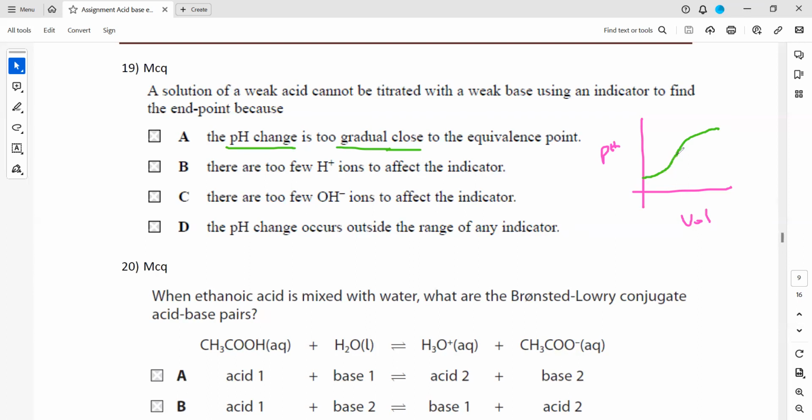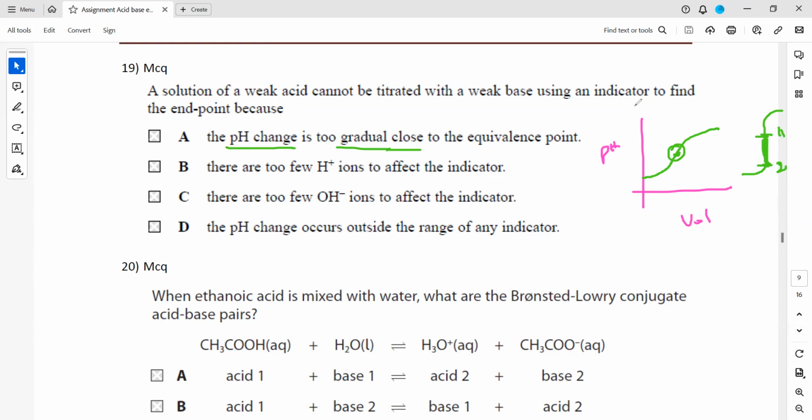Like if we have an equivalence point and the change in the pH near the equivalence point is too close, that's why it is difficult to select a proper indicator. Because usually when we select an indicator, we go for the vertical part. Like we check this range, where the pH is changing, say from 2 to 11. So we can select any indicator within this range, which shows a color change from 2 to 11.